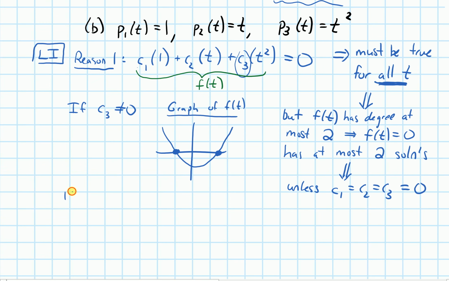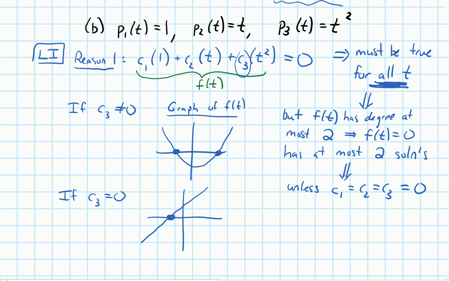Okay, on the flip side, well, what if C3 equals 0? What if it wasn't a quadratic? If C3 equals 0, then I have a line. And a line, typically, is going to cross the x-axis once. But I need it to cross the x-axis for every single value of t. And the only thing that's going to get it done is if I make all the coefficients 0. So C1, C2, and C3, all of them have to be 0.